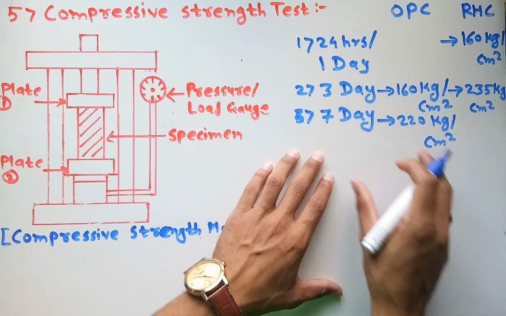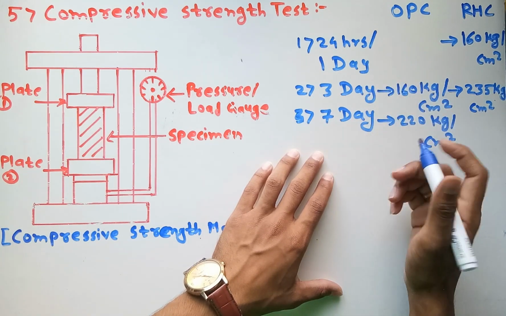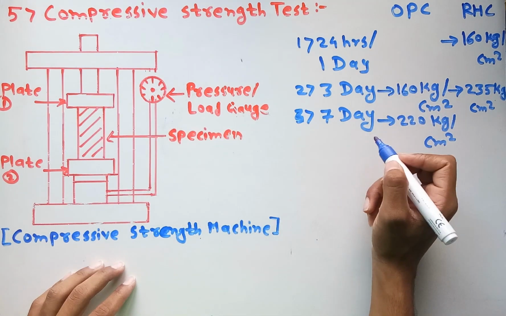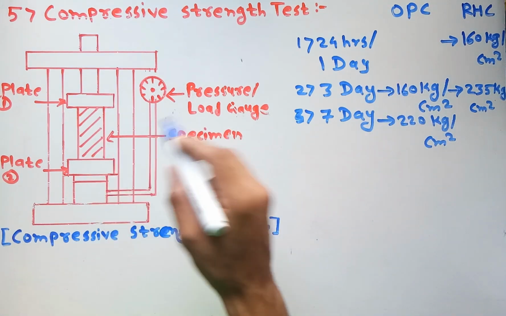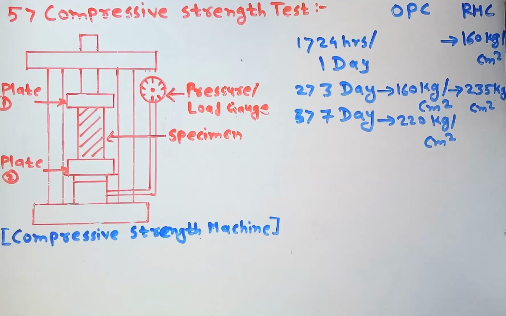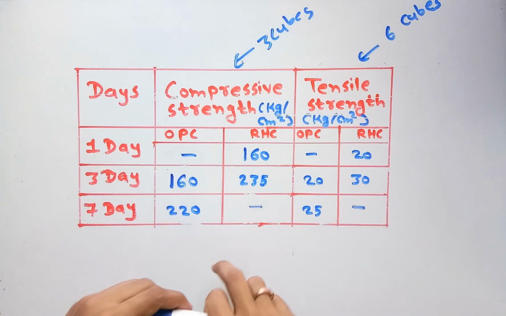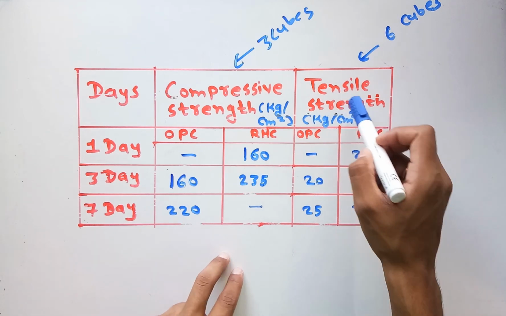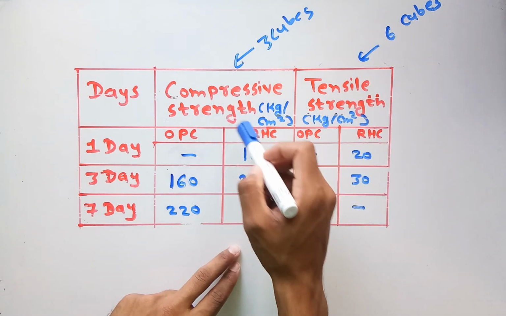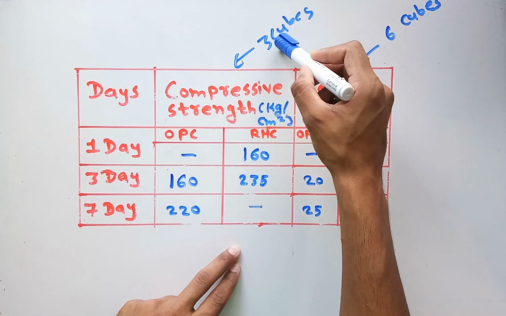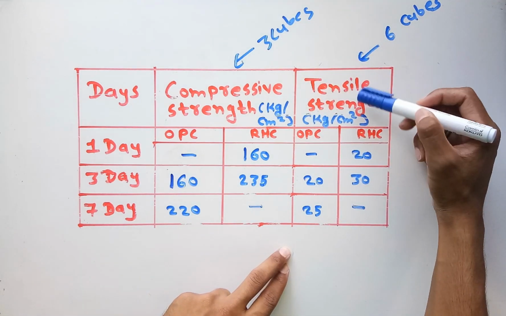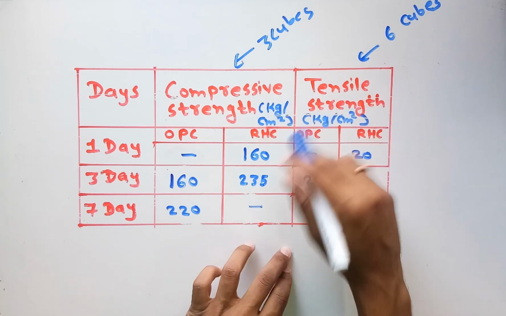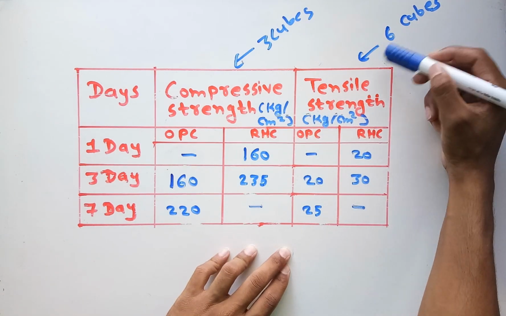So this is about the compressive strength of the cement. Now we will see the tensile strength test. It is much more similar to the compressive strength test. Before studying the chart, we will see the difference between the two tests. In the compressive strength test, as we saw earlier, we use 3 cubes for testing, and in the tensile strength test we use around 6 cubes. This is the difference between the two tests, but the remaining procedure is almost the same.